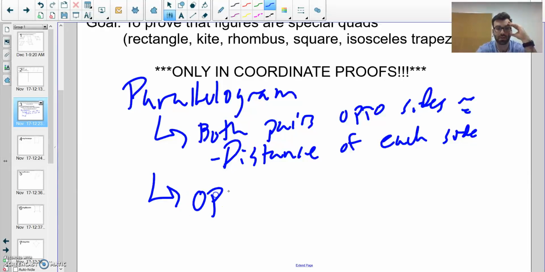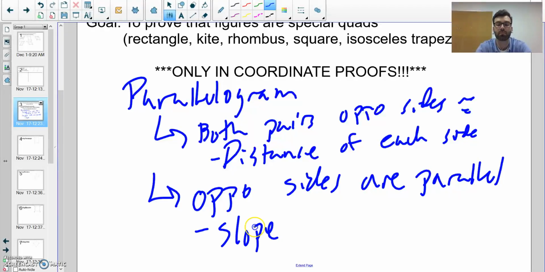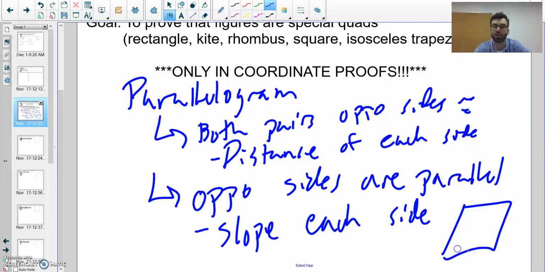The opposite sides are parallel as well, or both pairs of opposite sides are parallel. Okay, for that I'm going to find the slope of each side. When I do that, these two sides have the same slope, and these two sides have the same slope, right? But they cannot be opposite reciprocals of each other.